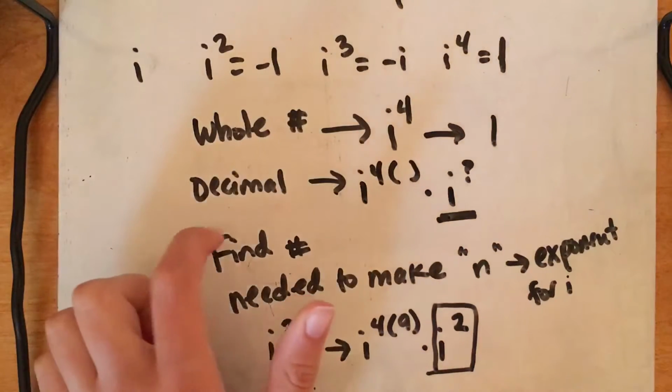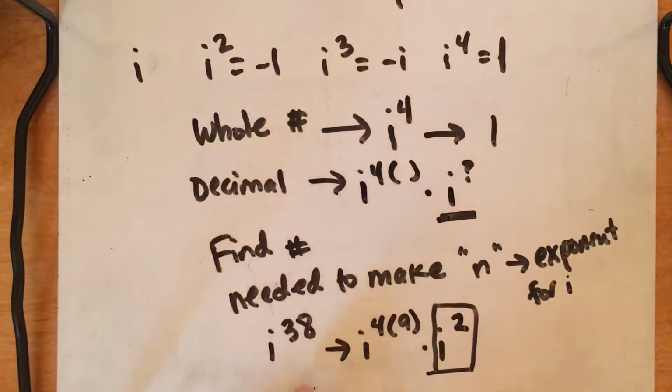It doesn't really matter. If you get a decimal when you divide, for this example, we got 9.5. What number you need to get to this 38 becomes your new exponent, and that's all that you need, because remember, this is just worth 1. So really just the remainder, what is needed to get there, is all that matters.